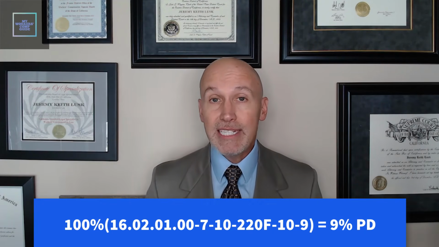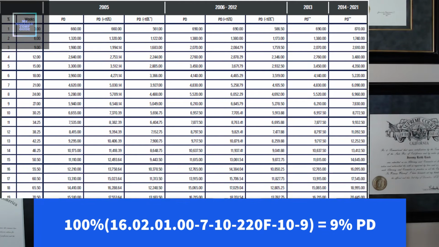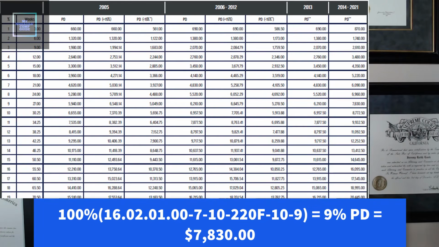So now you have 9% permanent disability. What does that equal in money? You go then to a money chart. It's in the back. It's all set by the state of California, so there's no control over this. Assuming you are maximum for earnings, your permanent disability of 9% is going to have a dollar value of $7,830.00. That's it.